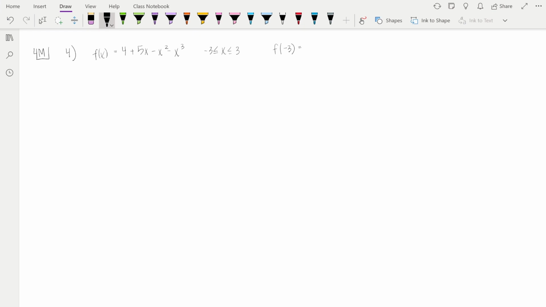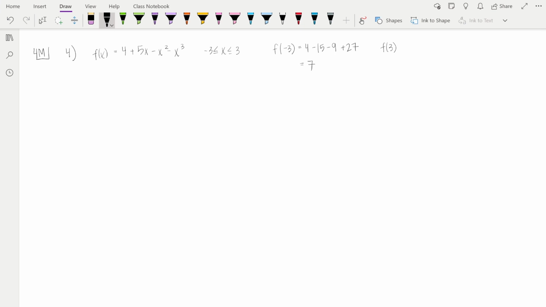I think this entire exercise is intended to be done without a calculator, although it's going to get very tedious. We have 4 minus 15 minus 9 plus 27, which is -16 plus 4 is -12, or -16. So it's 4 minus 15 is -11, minus 9 is -20, plus 27 is 7.